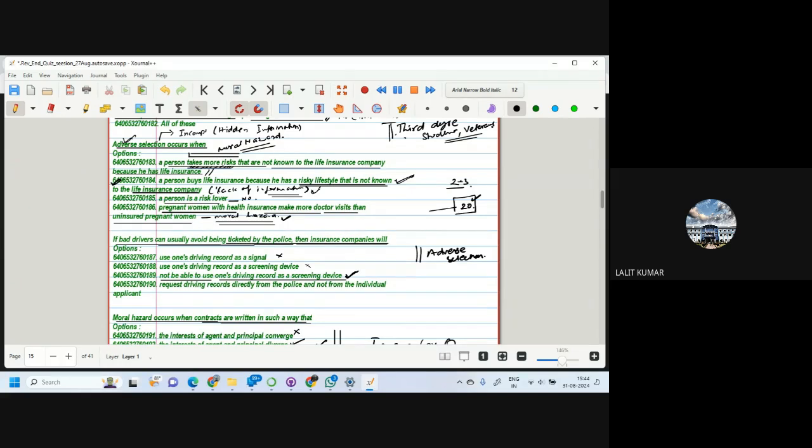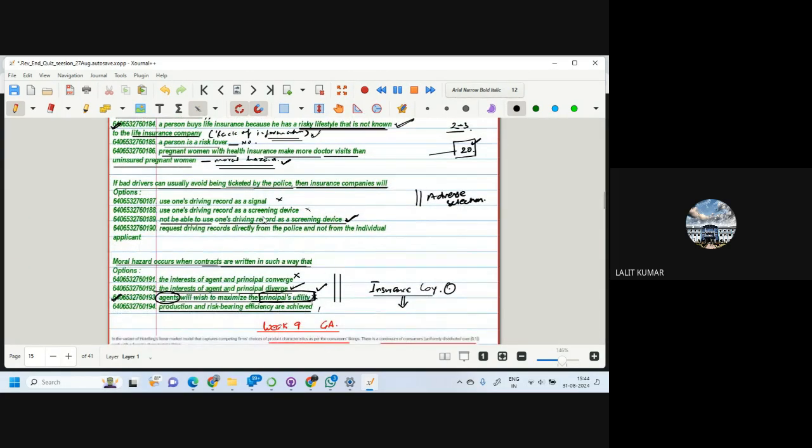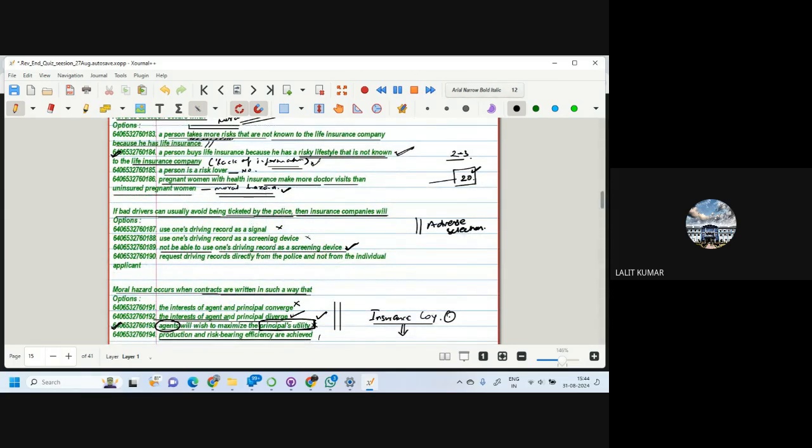Pregnant woman with health insurance makes more doctor visits than uninsured pregnant woman. Yes, it is a case... oh, sorry, it is a case of moral hazard, not of adverse selection. However, if the pregnant woman took insurance and the insurance agency did not know that this woman is pregnant, then it will become a case of adverse selection.